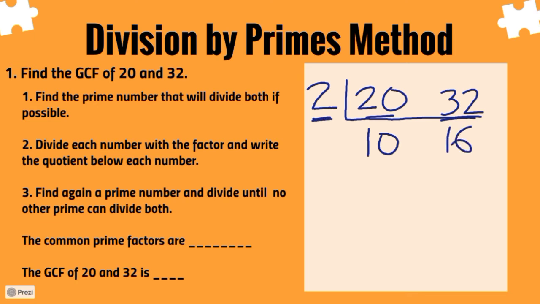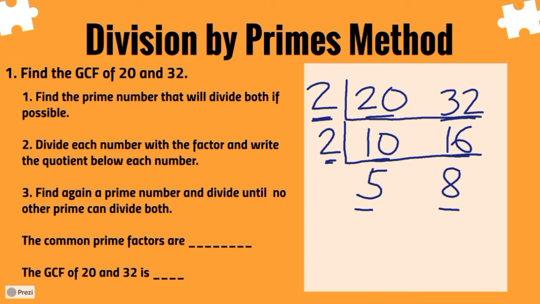16. So, pwede pang hatiin by 2 kasi ang 10 at ang 16 ay even number. So, pwede pa nating hatiin sa 2. So, 10 divided by 2 is equal to 5. 16 divided by 2 is equal to 8. So, pansinin natin yung mga natira sa bottom part. So, ang nasa bottom part ay 5 at ang 8. So, ang 5 at ang 8 are relatively prime. It means wala nang common factor ang 5 at ang 8.